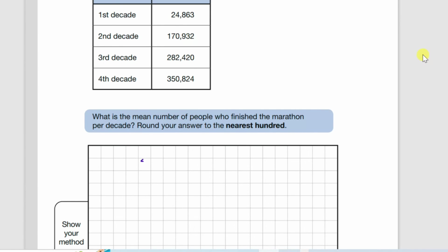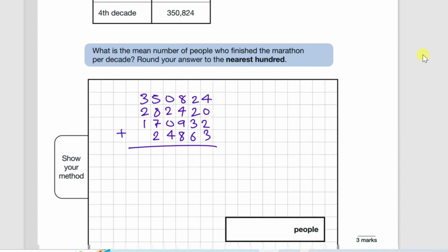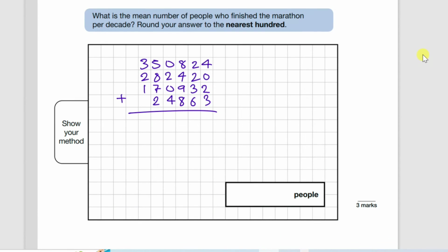So starting with the biggest number, I got 358,24. The next one 282,420, and then 170,932, and then 24,863. It helps to take your time because they give you plenty of time to do your working out. So let's do it here and then work the rest out.